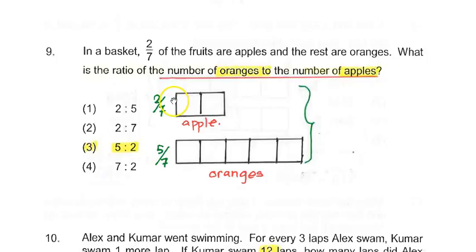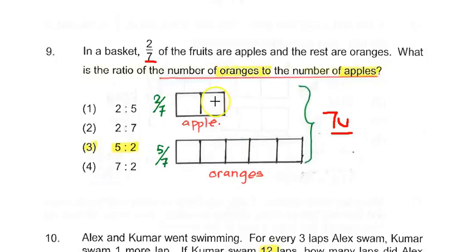Now you see carefully. 2/7 of the fruits are apples and the rest are oranges. The rest are oranges means the rest 5/7. There are total 7 parts, so I put 7 units. 1, 2, 3, 4, 5, 6, 7. Because the base is 7, my total is going to be 7 here. 2 out of 7, which is the apples, 2 units. Oranges 5.